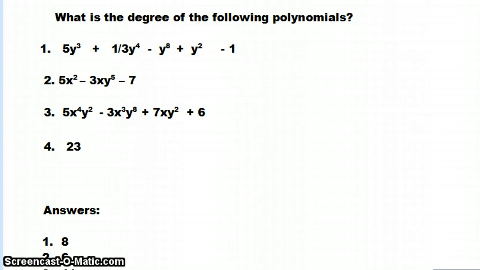So here are several examples that you can try right here, and the answers are listed below for you. So you can stop, pause the video, and try these problems and make sure you understand them before you go on.